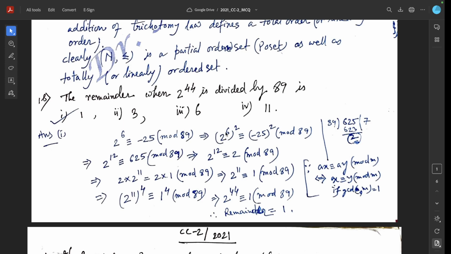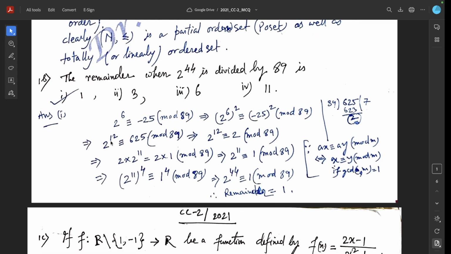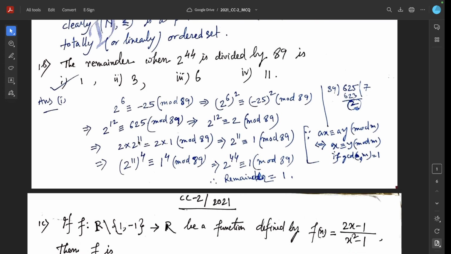This implies 2 to the power 6 whole square is congruent to minus 25 whole square modulo 89. Hence 2 to the power 12 is congruent to 625 modulo 89, and that is 2 to the power 12 congruent to 2 modulo 89, because if we divide 625 by 89, the residue is 2. And 2 into 2 to the power 11 is equal to 2 into 1 modulo 89. So 2 to the power 11 is congruent to 1 modulo 89.